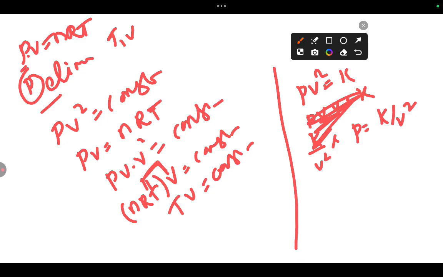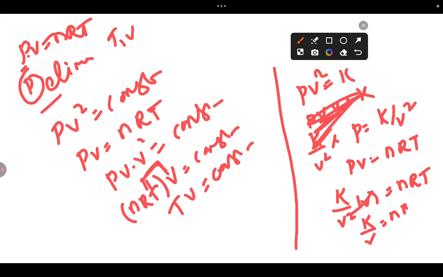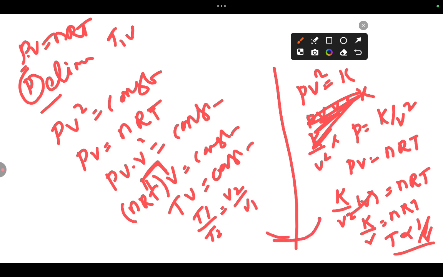Then we already know the relation PV equal to nRT. Now you replace here, P equal to K by V square into V, which is nothing but nRT. Here it is nothing but K by V equal to nRT. So it clearly indicates that T is inversely proportional to V. From this condition also we can get the answer. Here also TV equal constant, that means T1 by T2 equal to V2 by V1. So from two conditions we can get the answer.